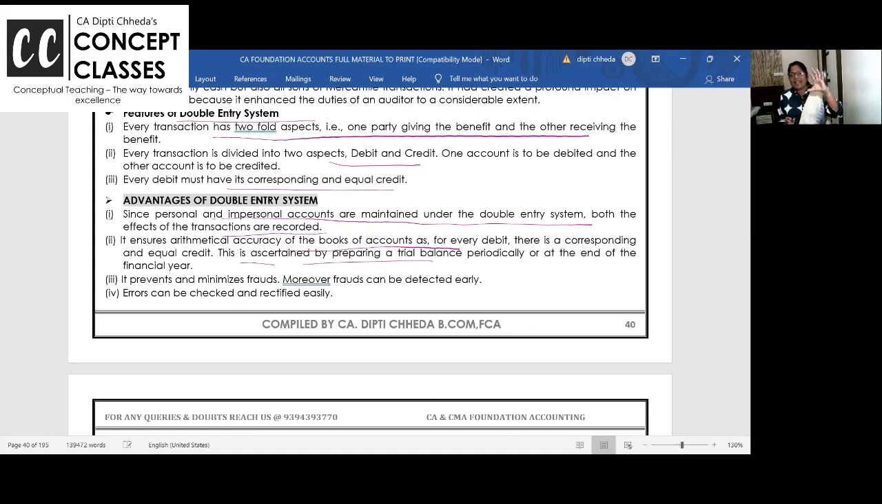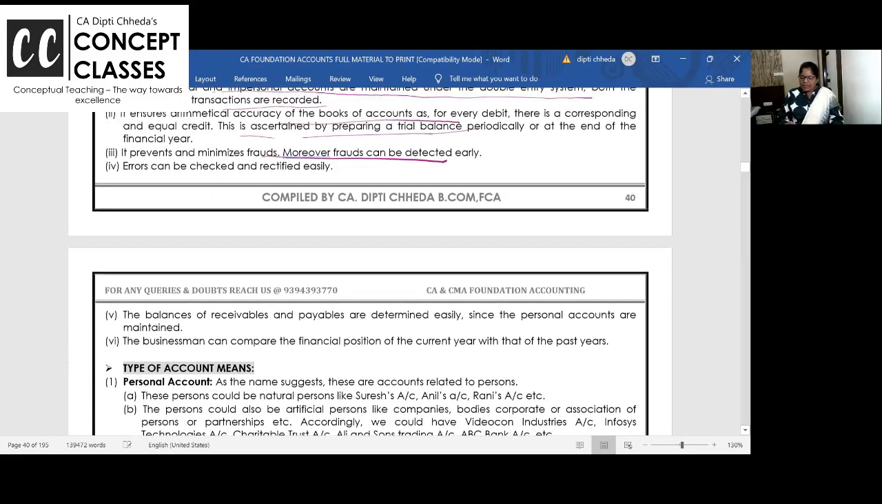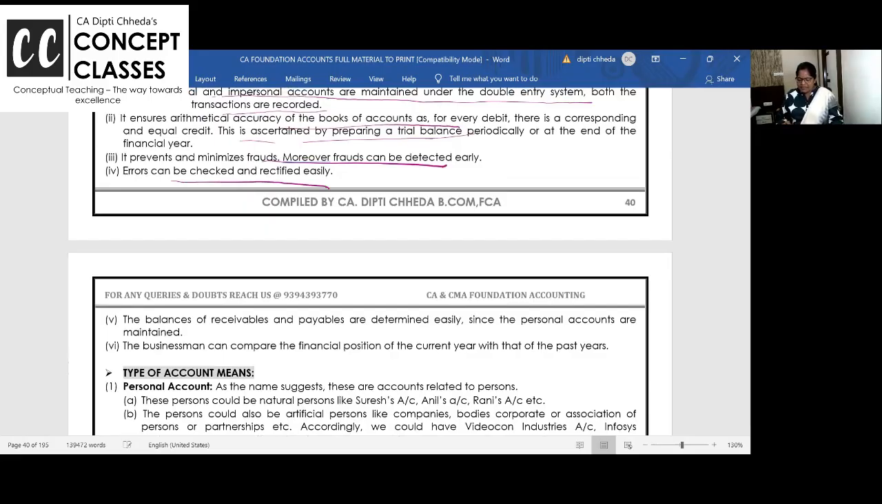Yesterday we said salary was 400, cash paid was 300, and 100 was outstanding. So the advantage is it will give clarity. It will make sure there are no mistakes. The trial balance will tally if you give the double effect correctly. Fraud and errors are minimized and detected quickly. Errors can be checked and rectified easily. Balances of receivables and payables are determined easily. The business can compare the financial position. When you properly pass the double entry, you can compare the accounts.